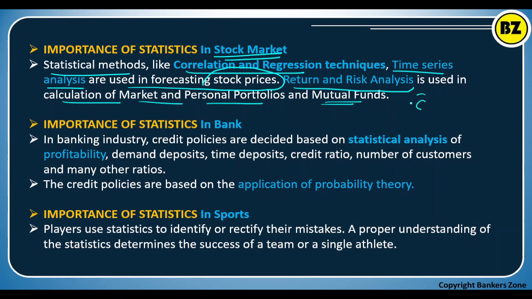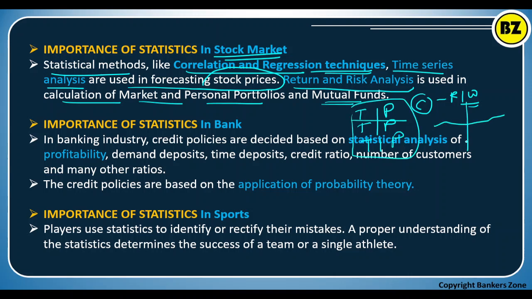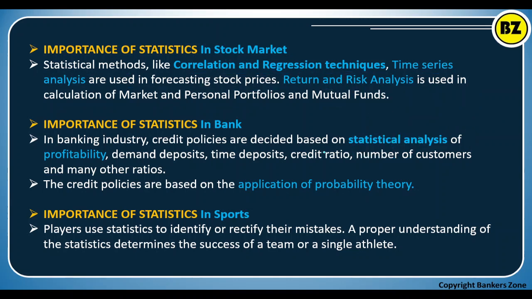See, correlation basically means the relation between two things, right? And regression means you have to predict the future output. There will be some information available: today is the price of this, tomorrow is the price of this, and the day after tomorrow the price of this. Based on the previous history, they will draw some graph, and based on that they can predict the stock prices using statistics. So we can say in the stock market also statistics is useful. Now see, return and risk analysis means how much return you can get.